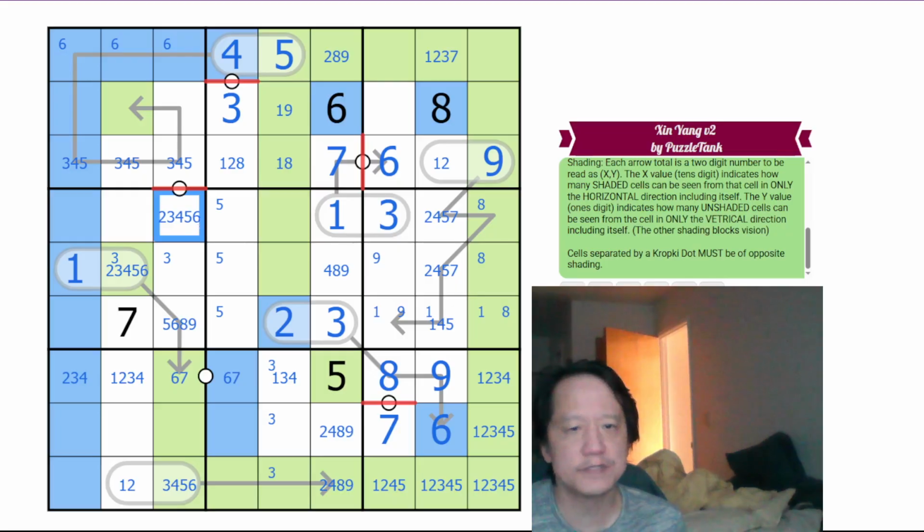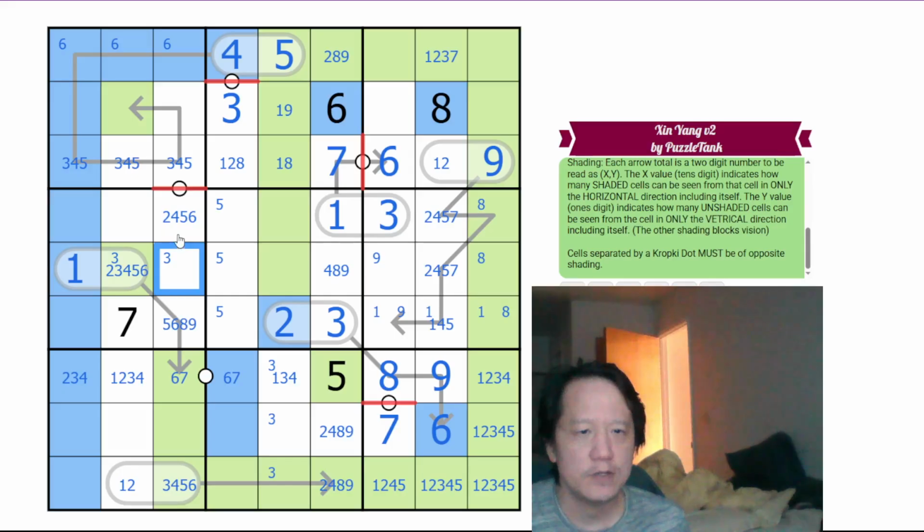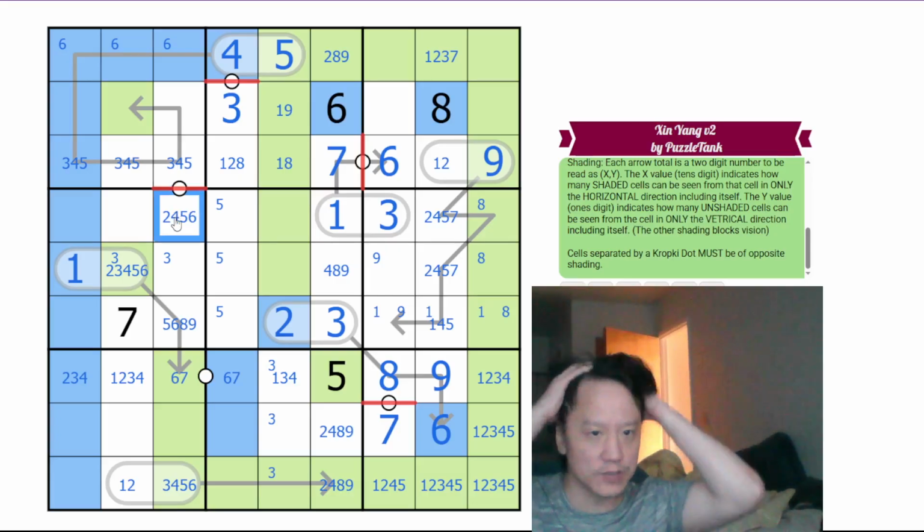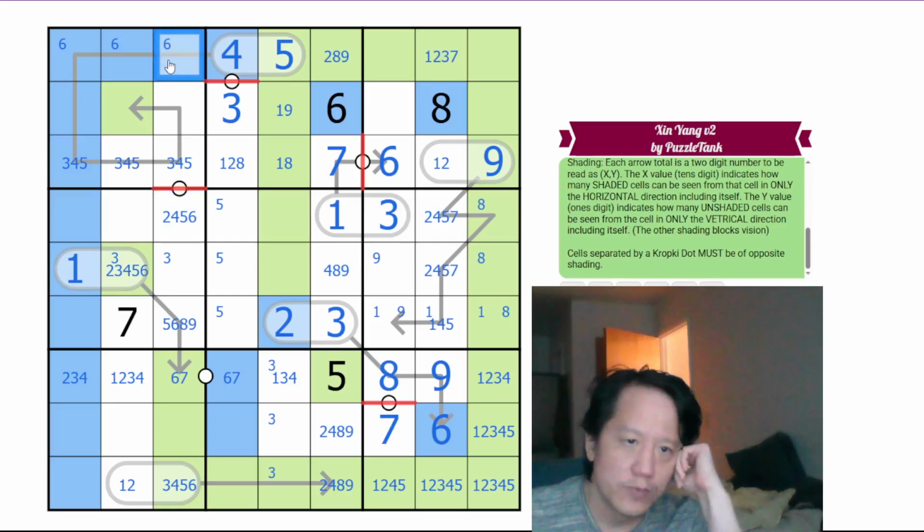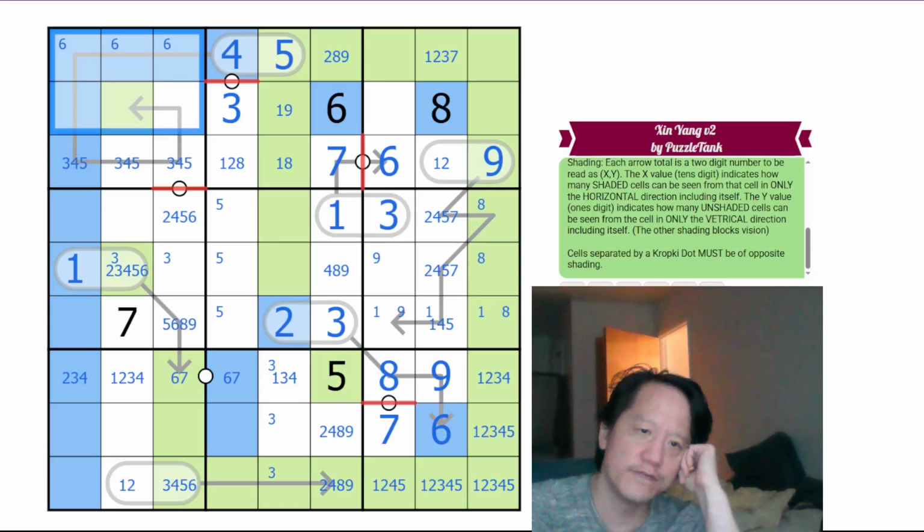This can't be 3 because we have 3 in the row. So if we have 3 here, that's 2 and 4. If we have 4 here, that's 5. If we have 5 here, that could be 4, 6. So that's fine.